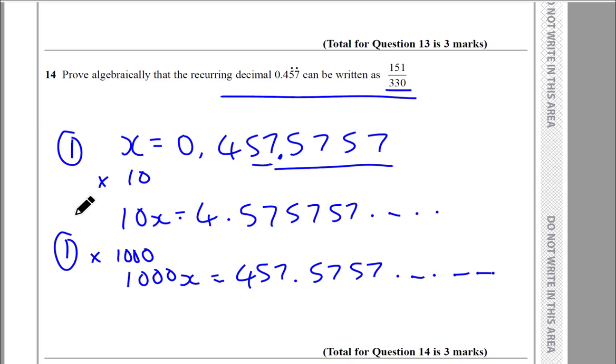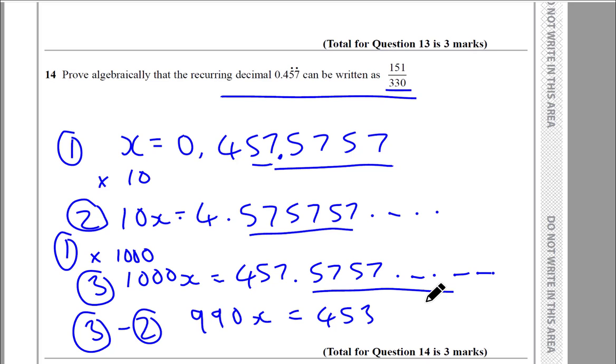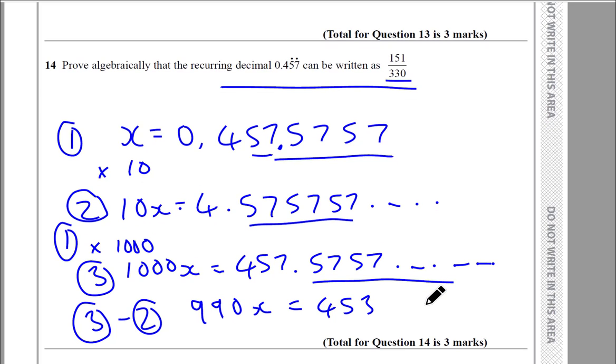And let's call that equation 2 and equation 3. So if we do 3 minus equation 2, you're going to get 990x equals, this section and this section is all cancelled, so it's 457 minus 4 equals 453. Oh, I'm going to run out of space, obviously it's too big.